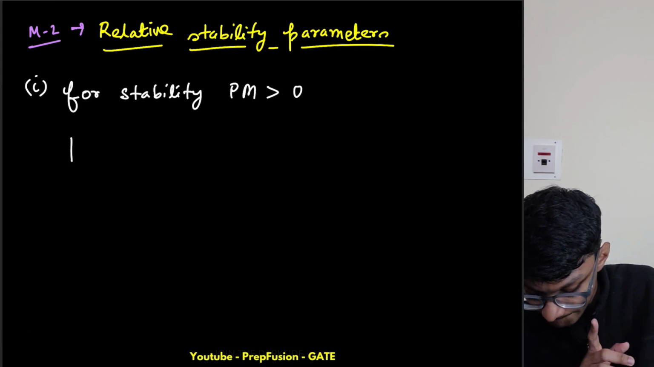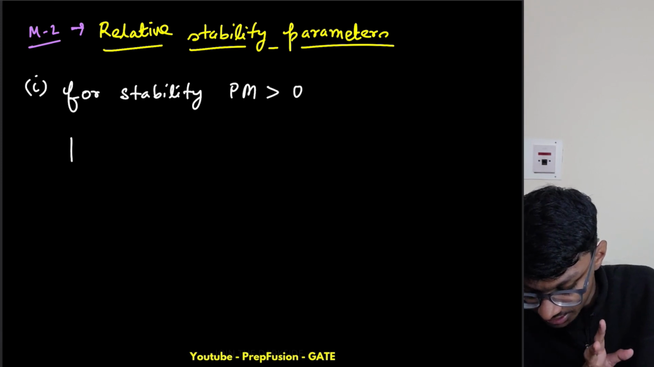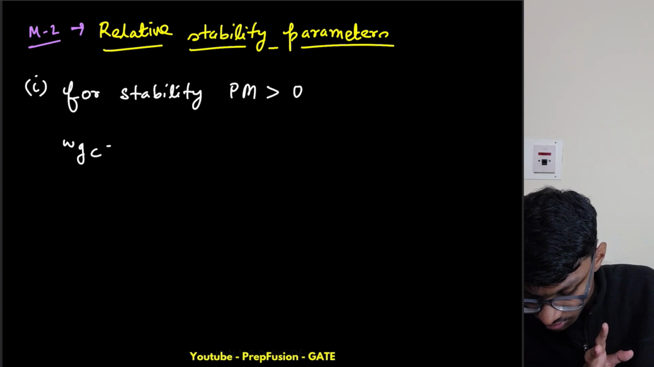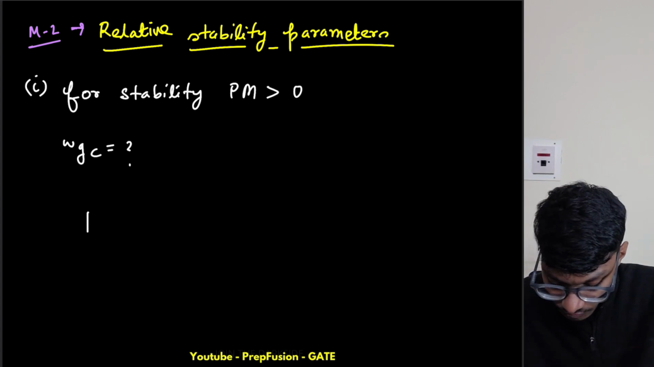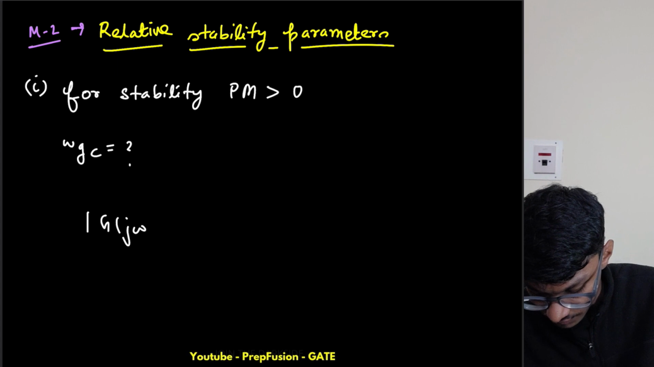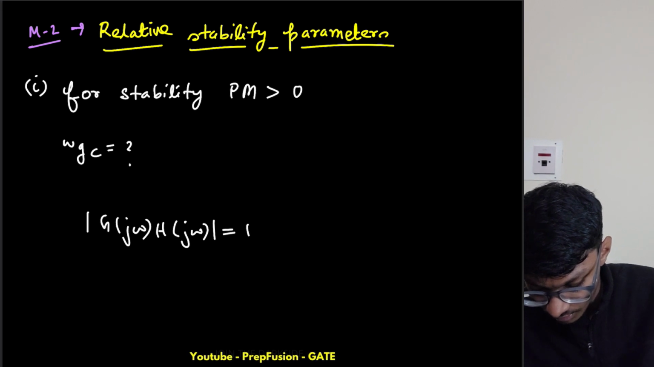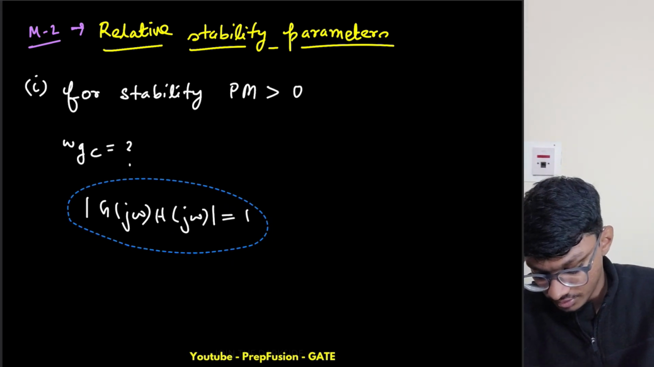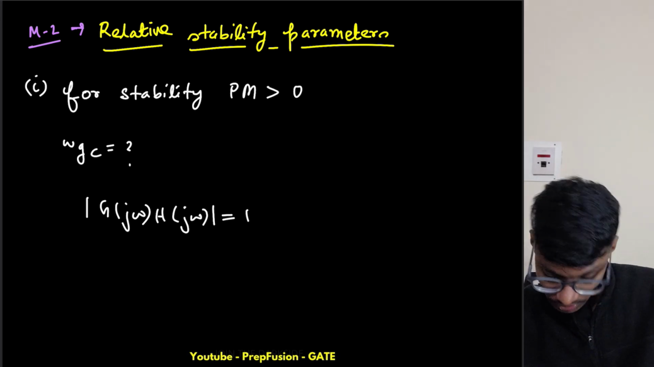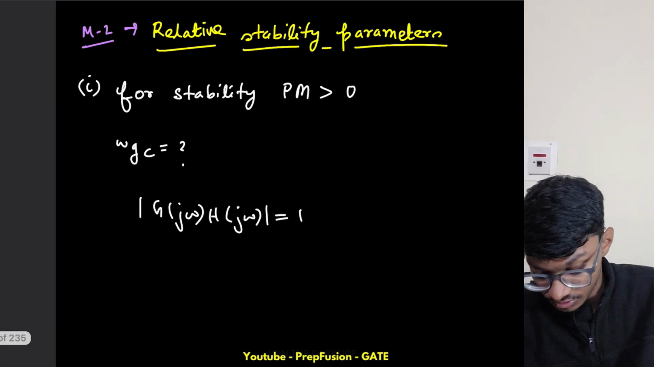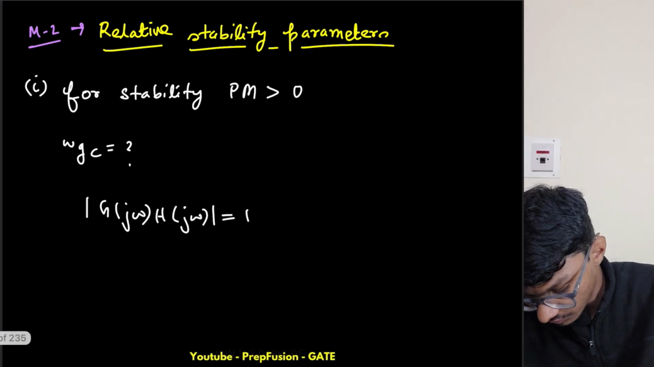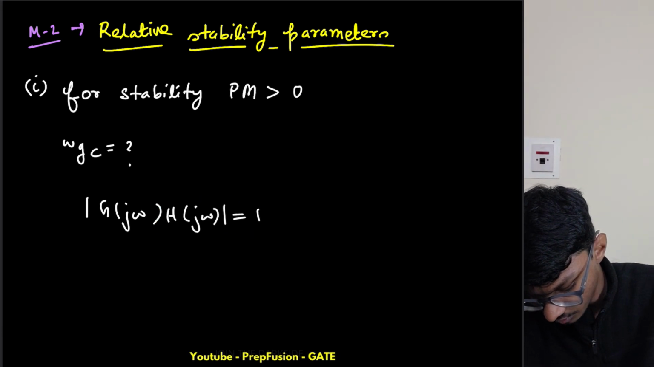So what is the gain? I have to find the omega gc. Omega gc will be when the magnitude of the frequency response of the OLTF is equal to 1 itself. So my frequency response of my OLTF is equal to 1. Then what does this mean? This is at omega g, omega equals to omega g.